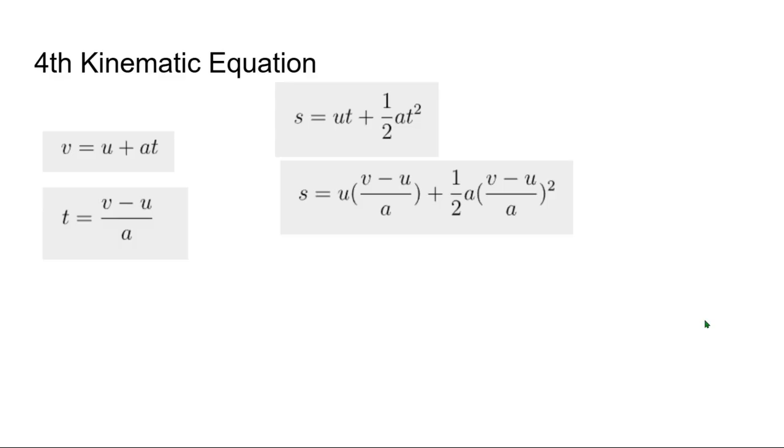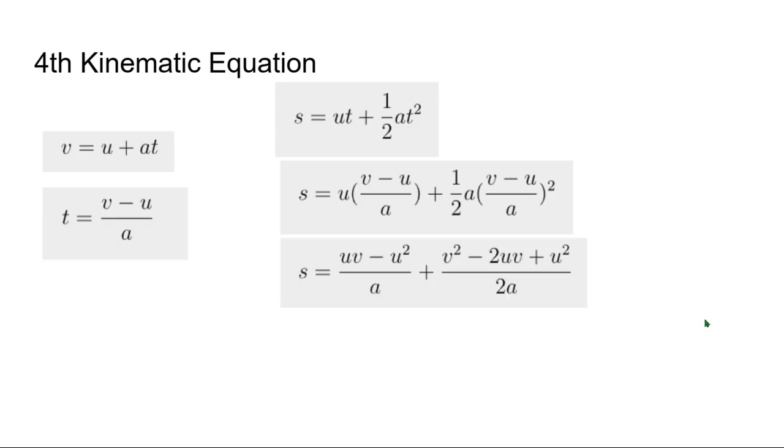Then if you expand this equation, you get this expression, where by adding both of these fractions, you'll get this expression, where you can then isolate for v squared to get our final kinematic equation.